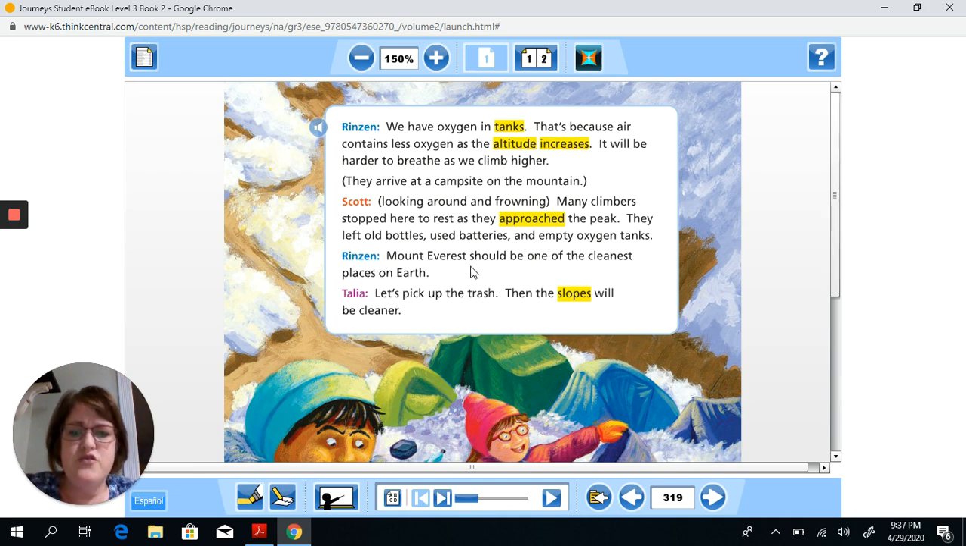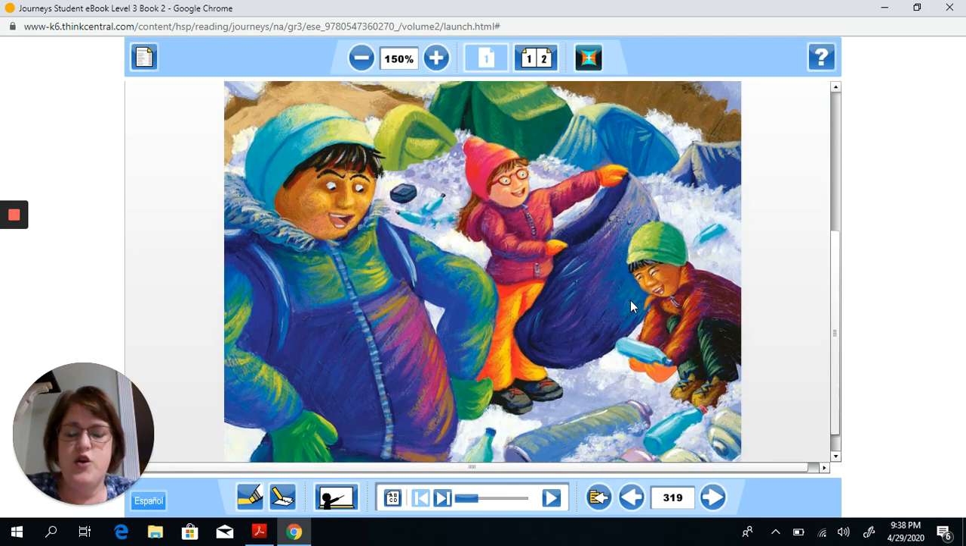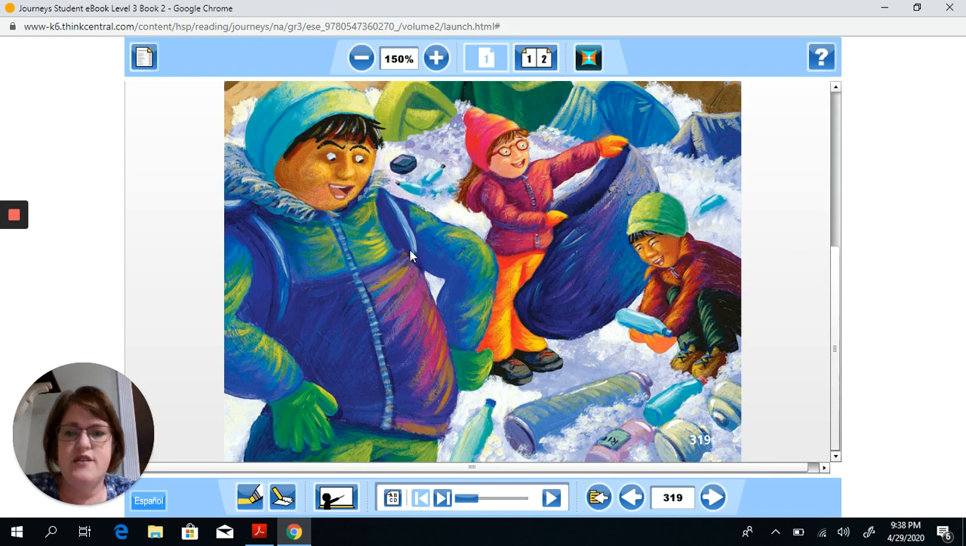Renzen, Mount Everest should be one of the cleanest places on Earth. Talia, let's pick up the trash. Then the slopes will be cleaner. Of course, we have some illustrations here to help us. You can really see they're having to work hard to pick up all this trash.